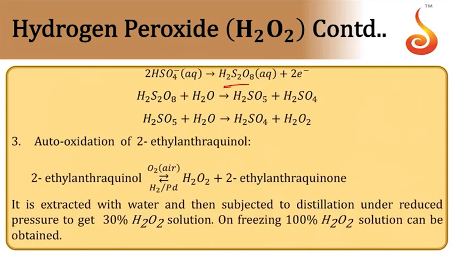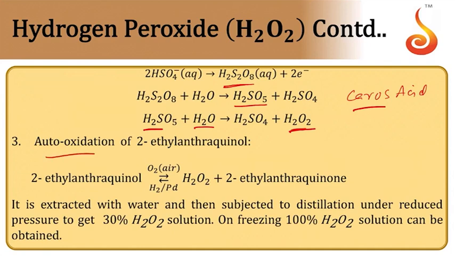Then from the Marshall acid being formed here, upon hydrolysis in stage 1 you are going to get H2SO5, which is also called Caro's acid. Further hydrolysis is going to give us H2O2. So H2S2O8, Marshall acid, on hydrolysis gives Caro's acid, and Caro's acid on further hydrolysis finally gives H2O2 solution. In this way we can prepare H2O2.